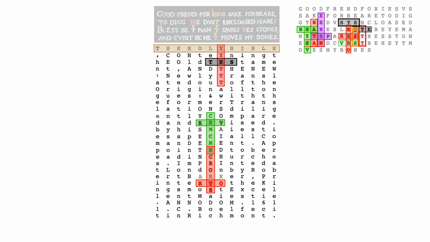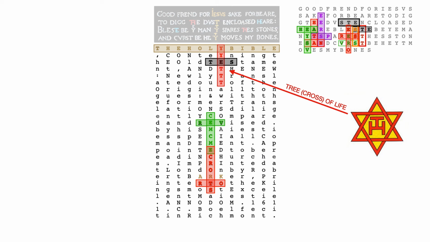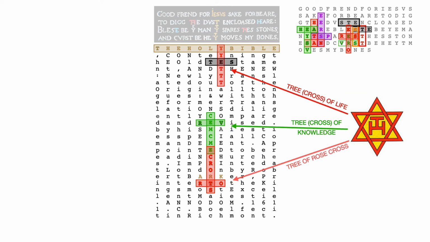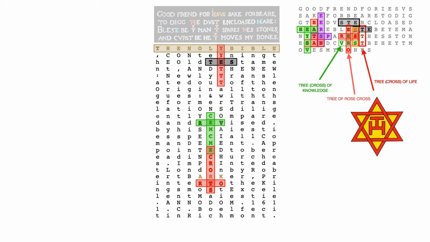But what else do we have here? Essentially, that means we've got the triple tau, don't we? We've got the 3 tau crosses of the tree or cross of life, the tree or cross of knowledge, of the truth, of good and bad, and the truth of the tree of the Rose Cross organization, who are putting this together, guarding this information. But it's exactly the same 3 that Dee had put into the gravestone here, the triple tau, the tree, cross of life. So what's missing, though?